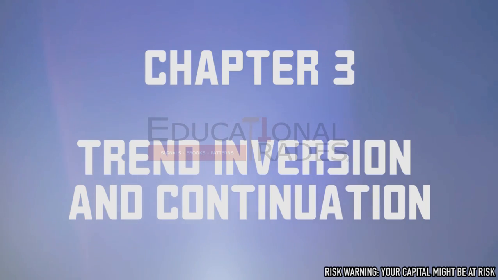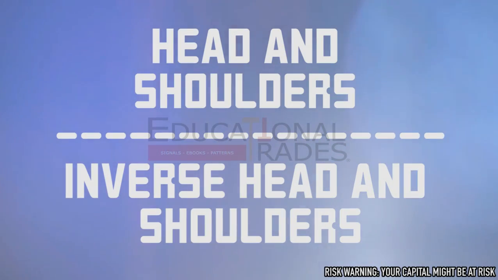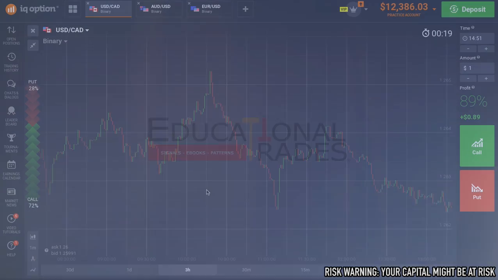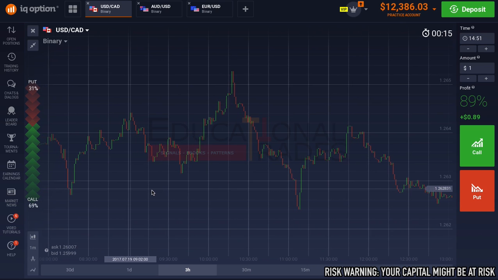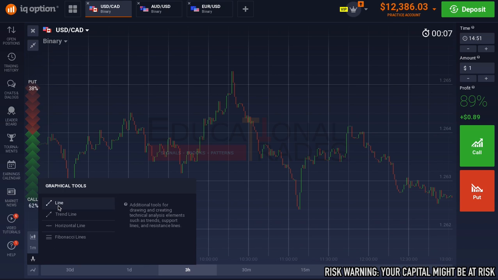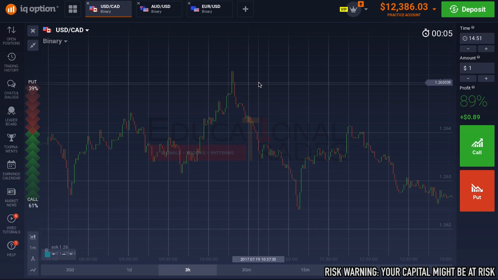Chapter 3: Trend Inversion and Trend Continuation. A professional trader needs to know when the trend is changing, or if it goes for a continuation. Usually, a trend inversion or a trend continuation is preceded by a horizontal condition. Sometimes, you can find an inversion without a horizontal condition, and usually, you will find patterns called head and shoulders, inverse head and shoulders, double tops and double bottoms.